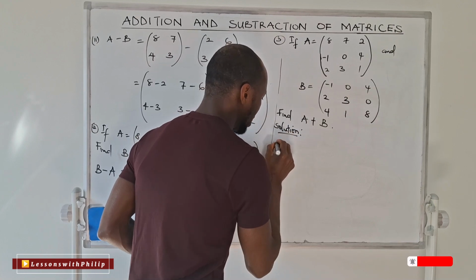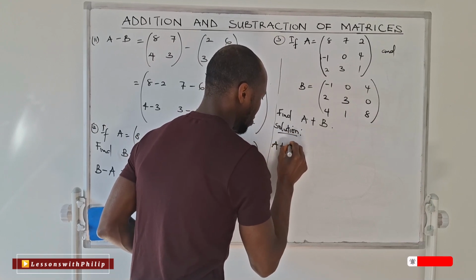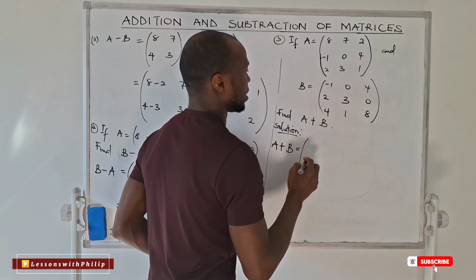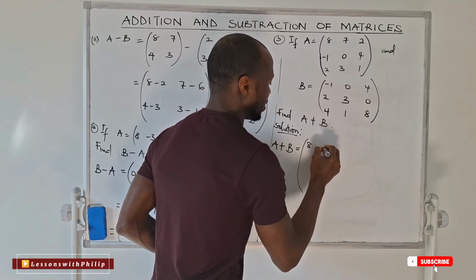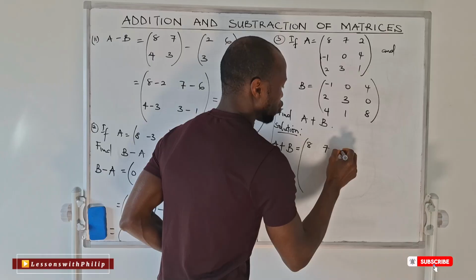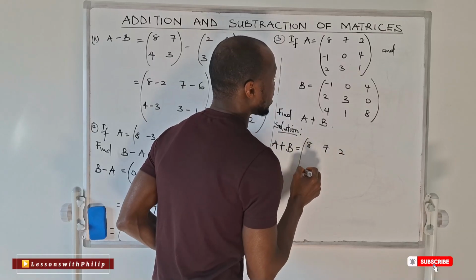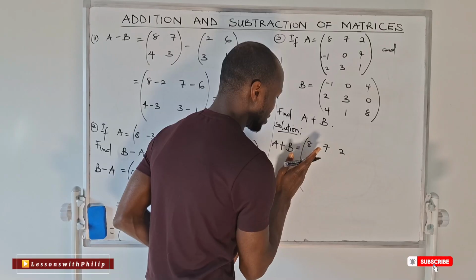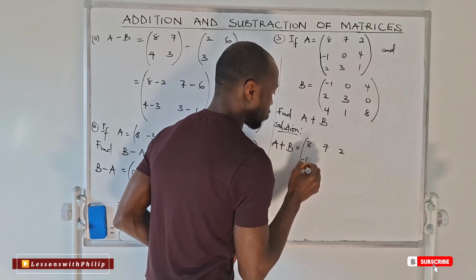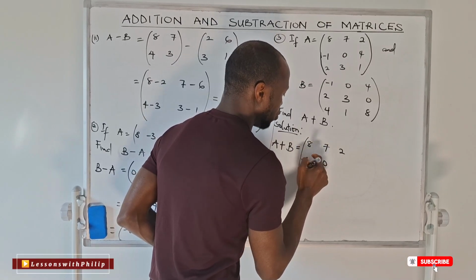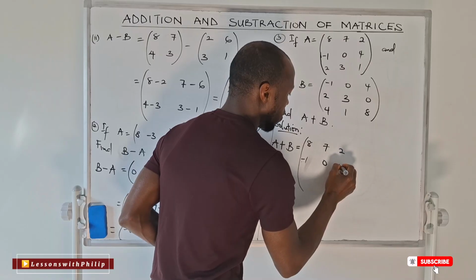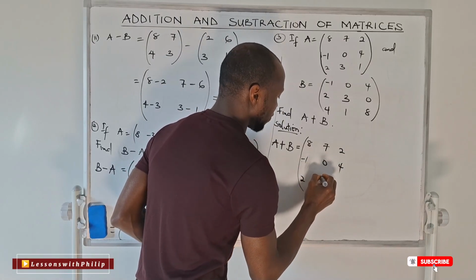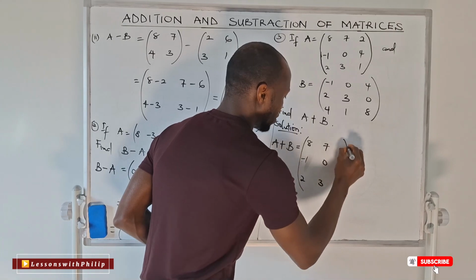So my matrix A plus my matrix B will now be equivalent to, what is your matrix A? Your matrix A is 8, 7, 2. For the second row, we have minus 1, 0, 4. For the third row, we have 2, 3, 1.